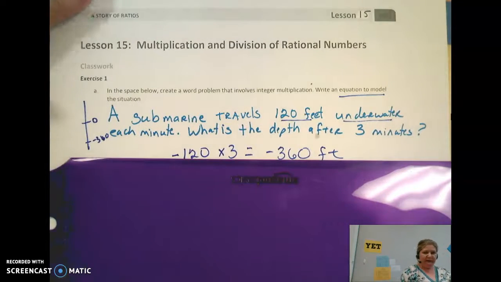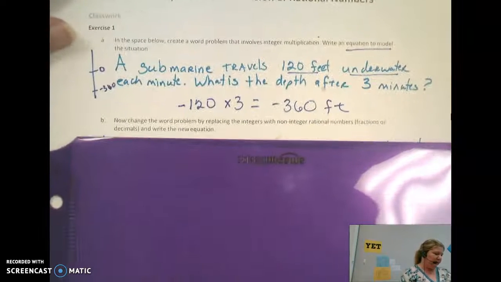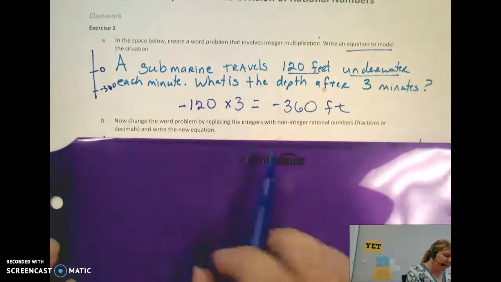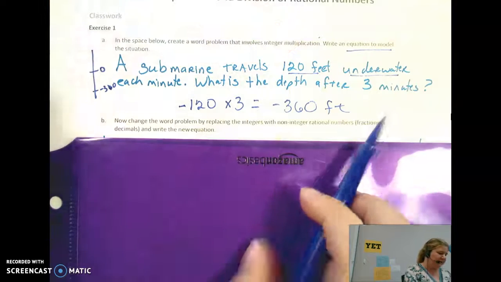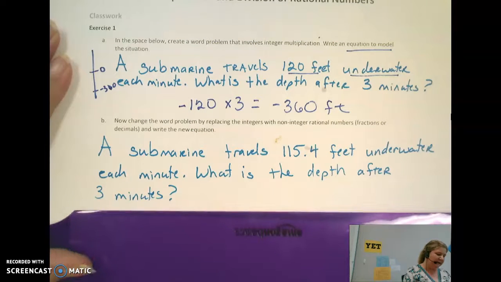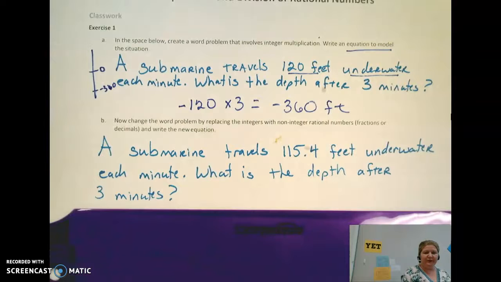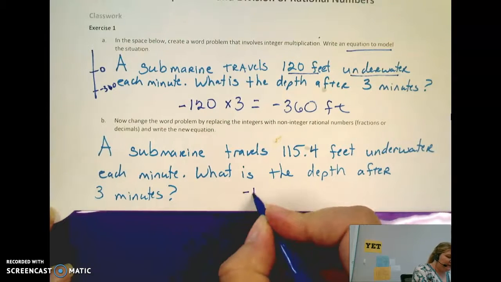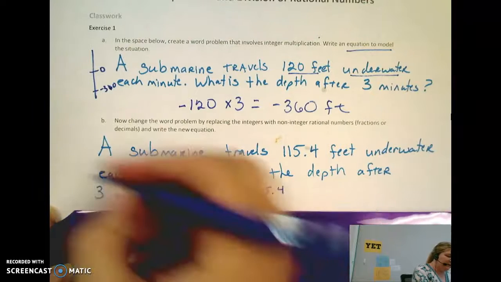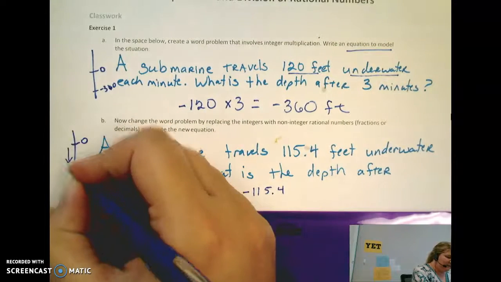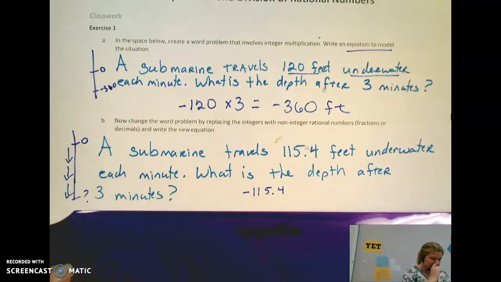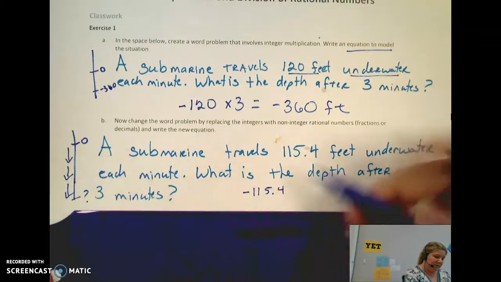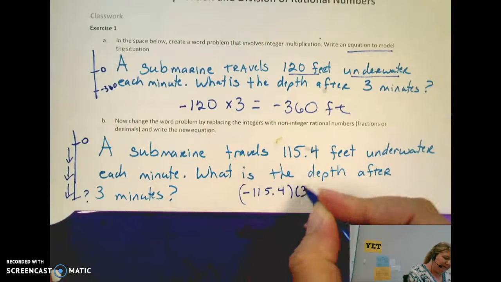All right. Now we're going to look at another one. We're supposed to change this word problem by replacing the integer with a rational number, a fraction or decimal. Okay, and I've done that. So a submarine travels 115 4/10 feet underwater each minute. So that's still underwater each minute. So there's 3 minutes. Where did we end up? Each minute is going down 115 4/10.